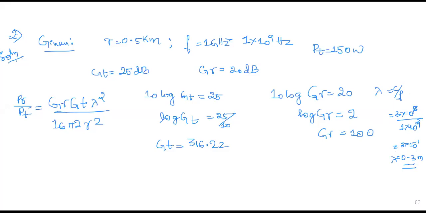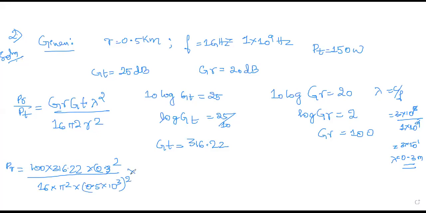Now substitute it directly into the formula. So PR is equal to GR, which is 100, GT is 316.22, lambda square is 0.3 whole square, divided by 16 pi square R square, where R is 0.5 into 10 power 3 meter, square, into PT, which is 150. Solve it.